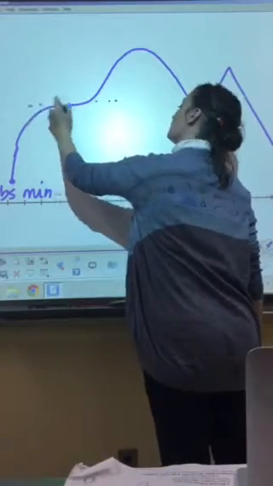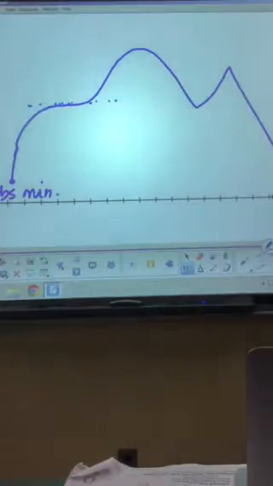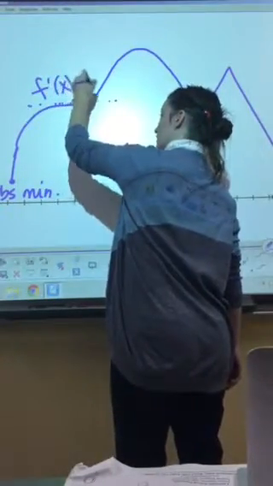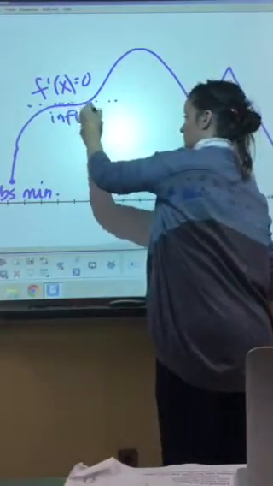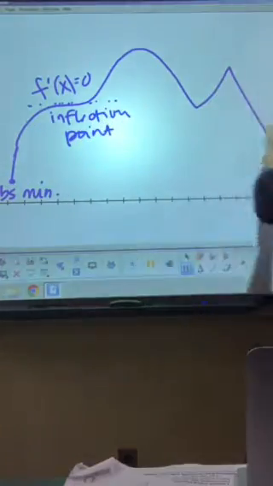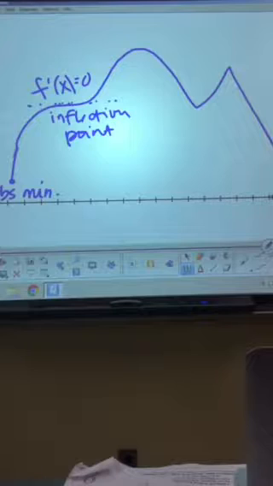What's here? Anybody know yet? I think that's not an extreme value, but the derivative is 0. Excellent. It's not an extreme value. The derivative is 0. It's called an inflection point. So when you have the derivative equal to 0, but it's not a maximum or minimum, we're going to be able to take Spencer's definition and define that more mathematically.